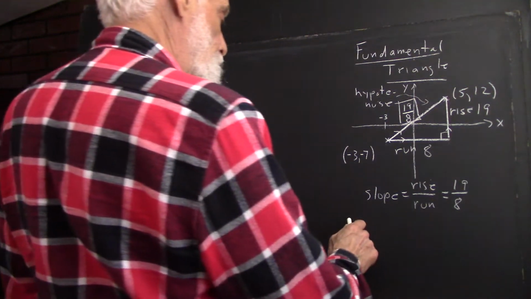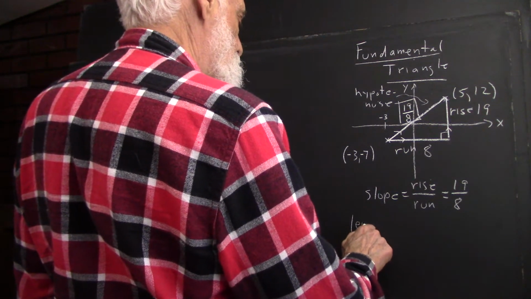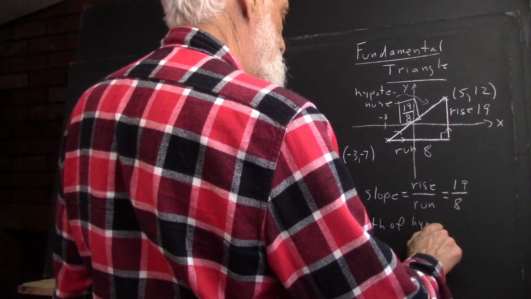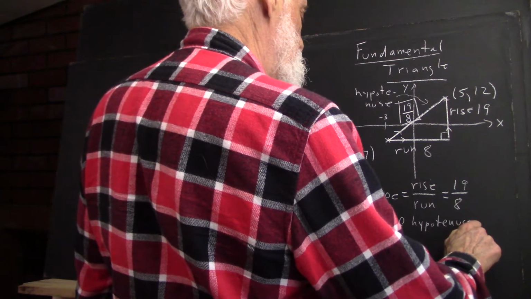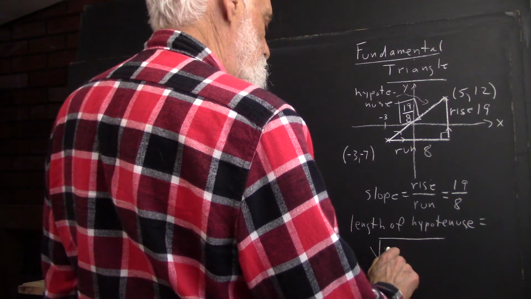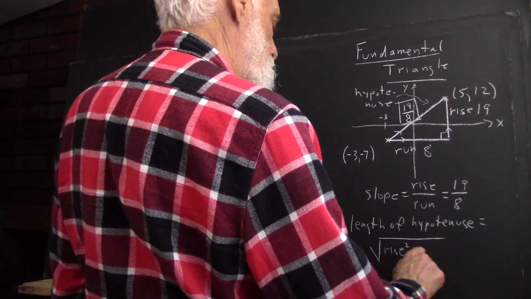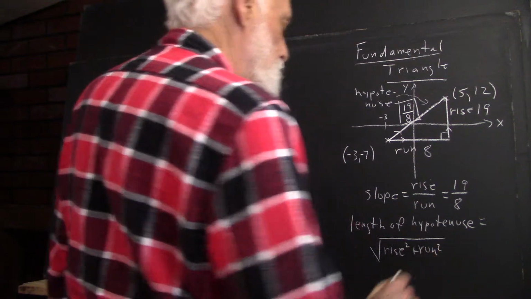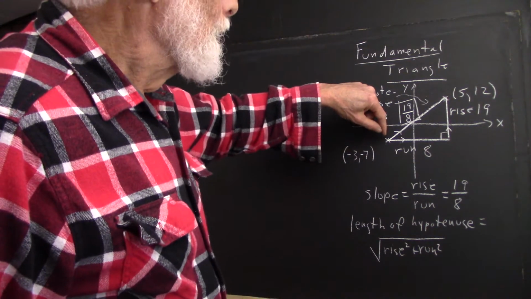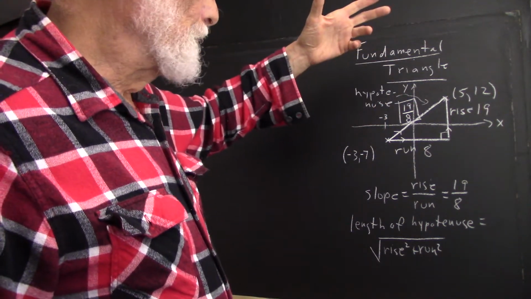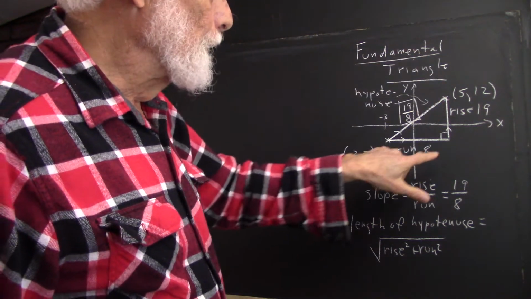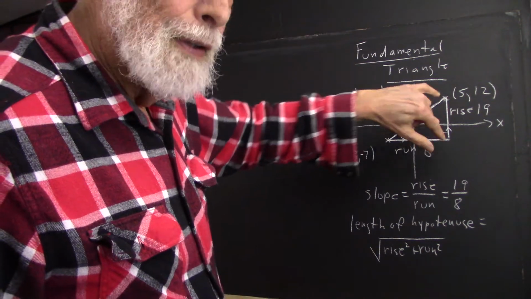Okay, so the length of the hypotenuse equals the square root of the rise squared plus the run squared. In other words, the Pythagorean theorem says that the square of this distance is the sum of the squares of this distance and this distance.